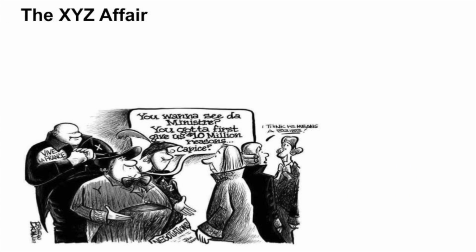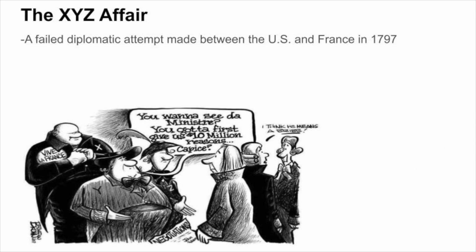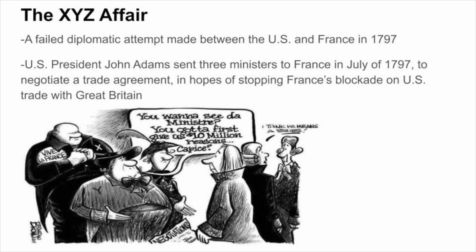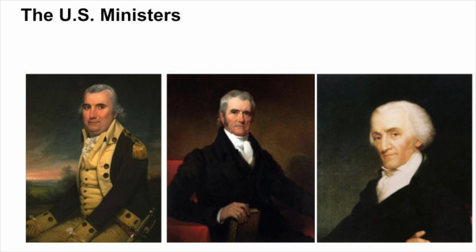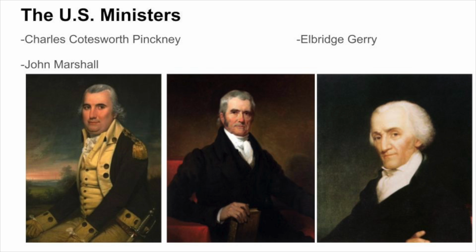So the XYZ affair was a failed diplomatic effort made between the US and France in 1797. In this diplomatic attempt, US President John Adams sent 3 ministers to France in July of 1797 to negotiate a trade agreement in hopes of stopping France's blockade on US trade with Great Britain. The 3 ministers selected for this assignment were Charles Cotesworth Pinckney, John Marshall, and Elbridge Gerry.